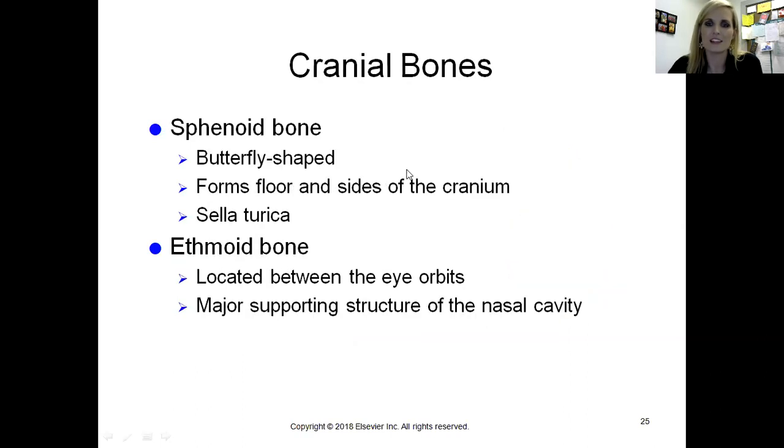Okay. The sphenoid bone, it is butterfly shaped. It forms the floor and the sides of the cranium. Not that you guys have to know that. Just know the sphenoid bone was number 5 on your diagram. So don't worry about sella turcica either. And the ethmoid bone was the last of our cranial bones, number 6, between the eye orbits. It is a supporting structure of the nasal cavity, so that tells you it does go a little bit deeper, and the nasal cavity is just beneath it.